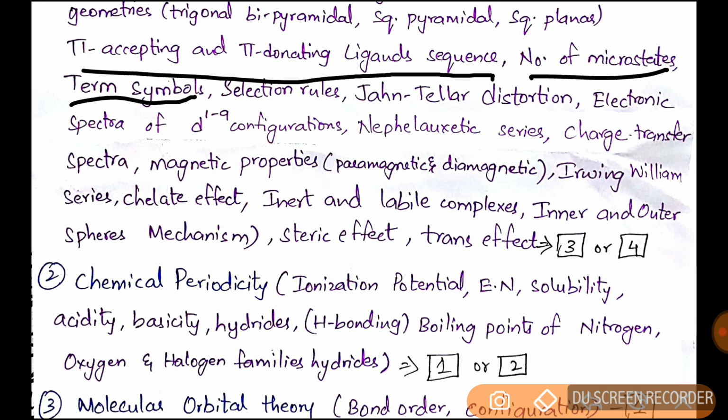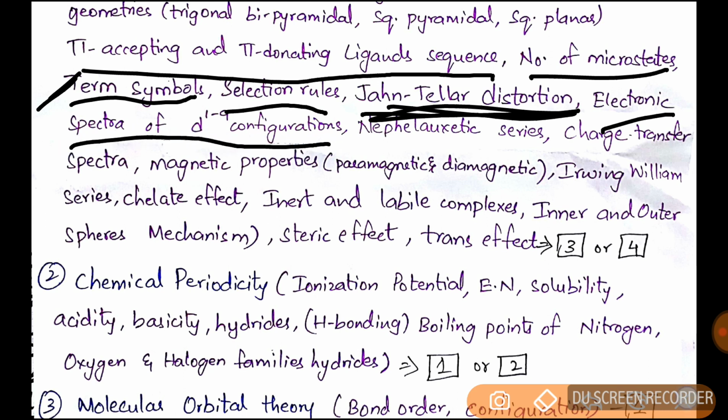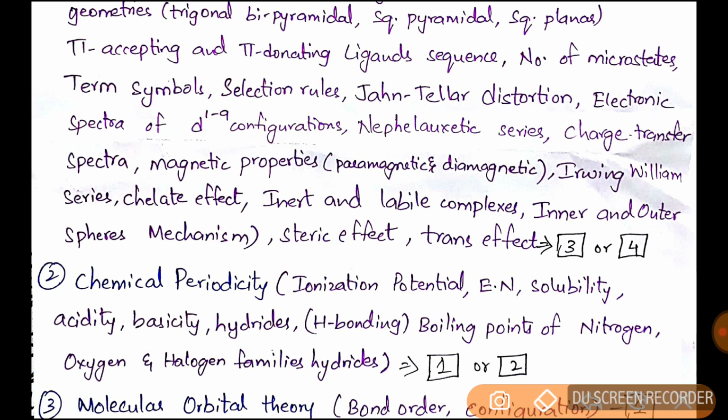term symbols. You can expect a definite question from term symbols, guys, so be perfect with term symbols. Selection rules, that is Laporte or spin orbital selection rules, and then Jahn-Teller distortion, which is very important, and electronic spectra of d1 to d9 configurations, okay, and nephelauxetic series, charge transfer spectra, magnetic properties.